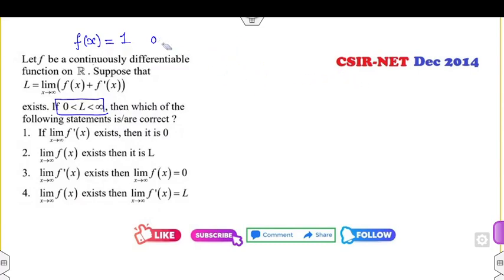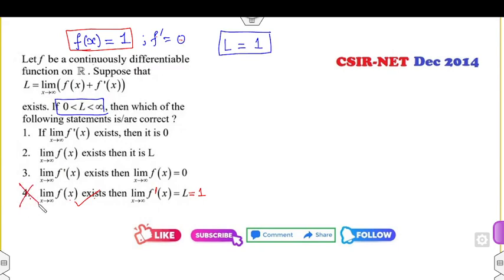So let's verify whether the constant function works. What is L in this case? Then f dash is 0, so L will be 1. Fine, and you can see it's satisfied. Now look at the options. You can start from the bottom. Limit of f(x) exists, yes, because the limit is always 1, that's unique, satisfied. And the limit of f dash is L. L is 1, but the f dash limit is 0. So this option is cancelled.